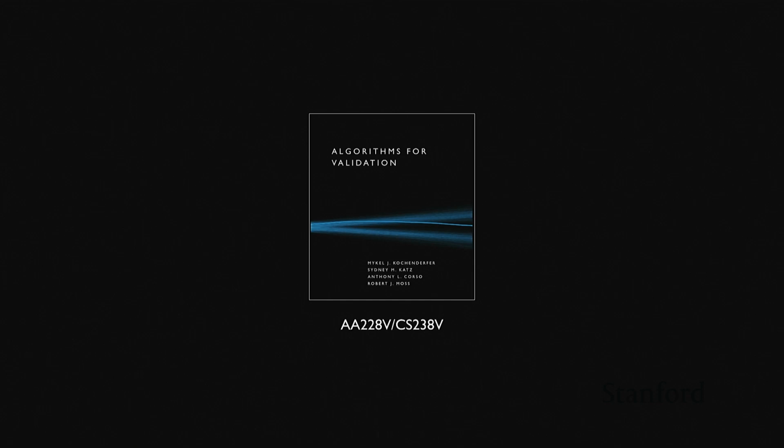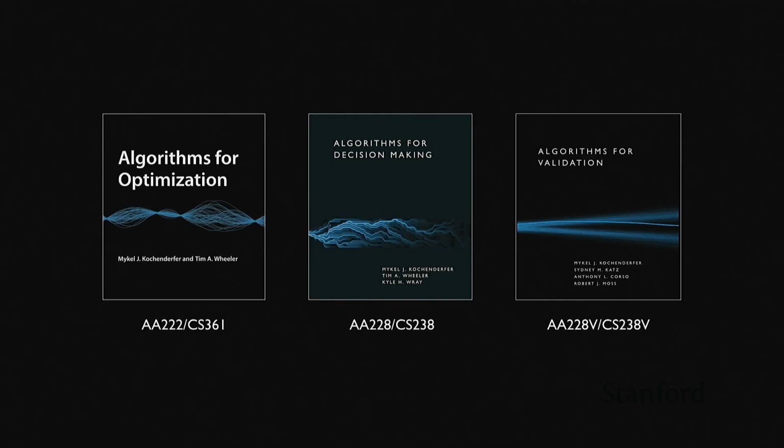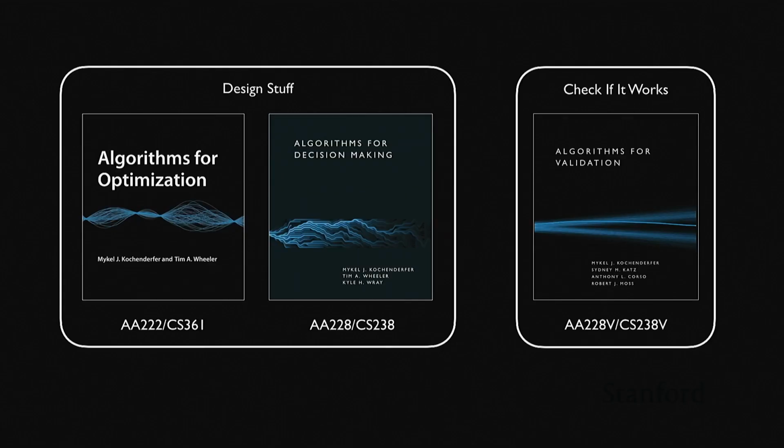This textbook is actually the third textbook in a series of textbooks. They're all algorithms books. So if you've taken any of Mykel's other classes, such as AA222, or maybe last quarter you took AA228, you might have used one of these textbooks in the past. The way I see these textbooks fitting together is like this. In the first two textbooks, we design stuff. So we design decision-making systems, we optimize them, and then once we're done with that, we come over to this textbook or to this class, and we check if what we designed actually works. So we check if it does what we intended for it to do.